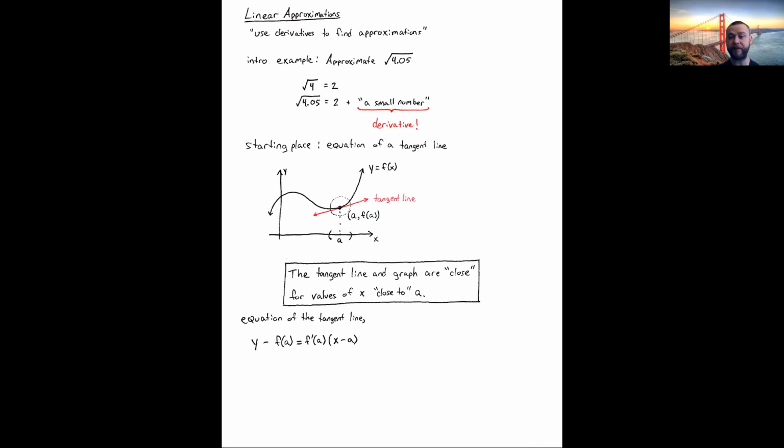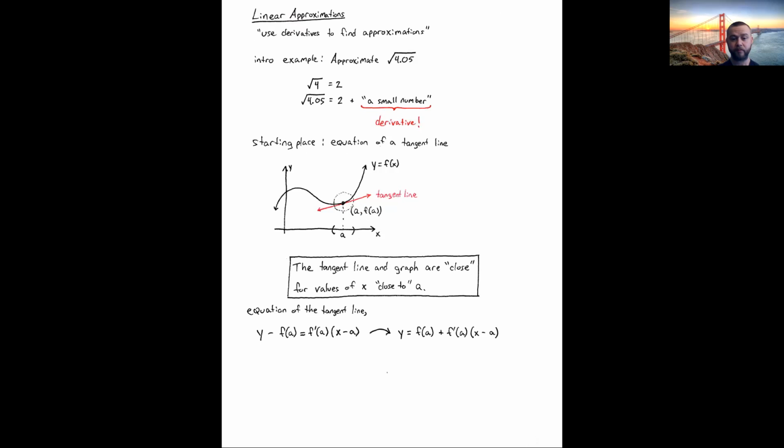Okay, so we're going to build off the equation of the tangent line here. We have our basic version there coming from point-slope form, y minus y1 equals m times x minus x1. And we're going to basically just manipulate that. We're going to add the f of a term from the left side to the right. So we're just adding f of a to both sides, and we get this expression.